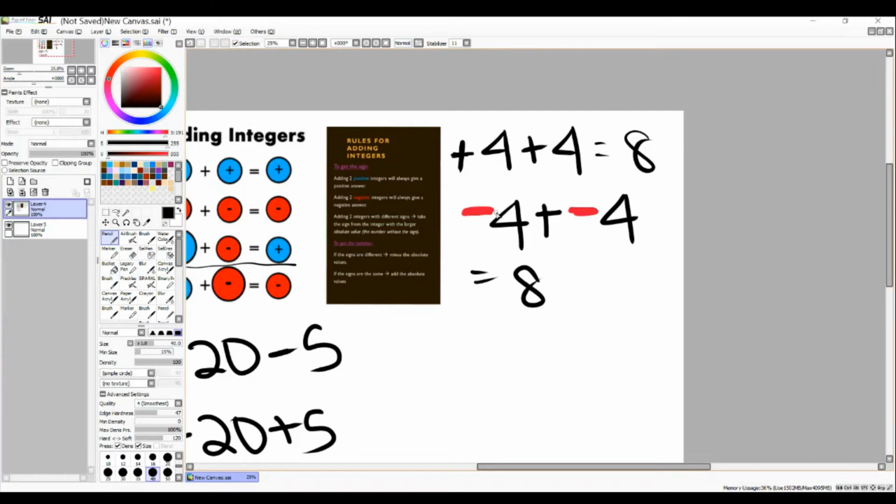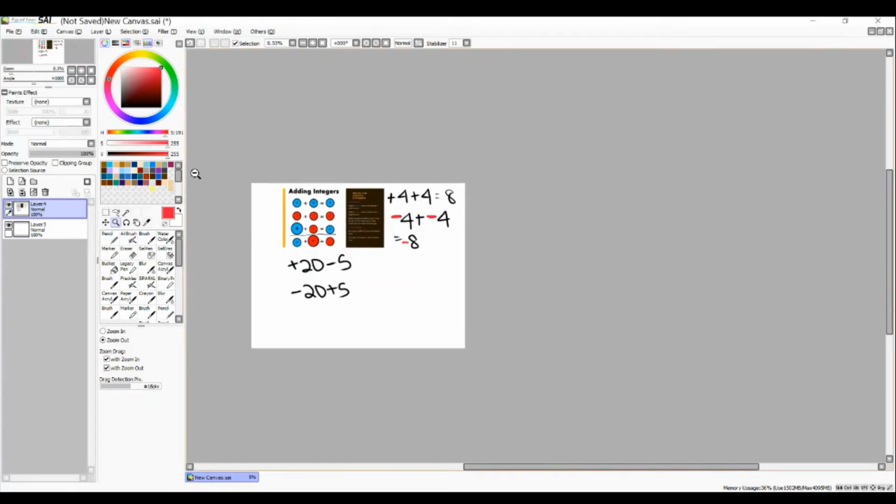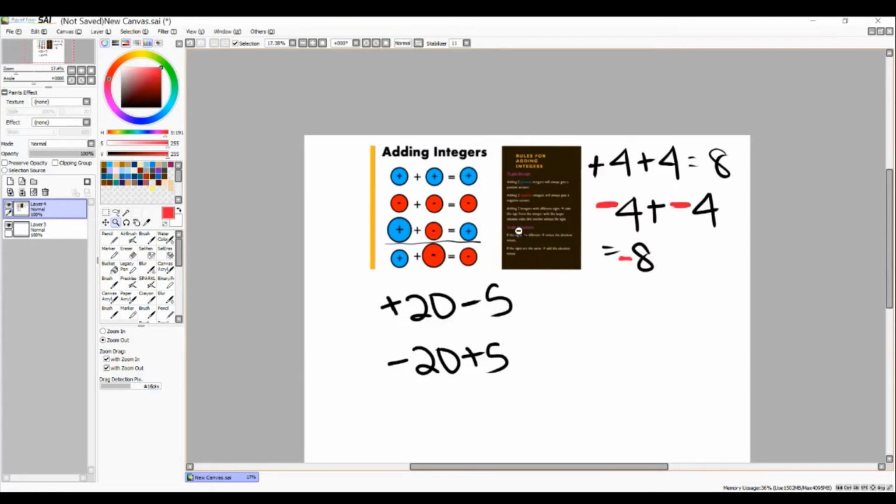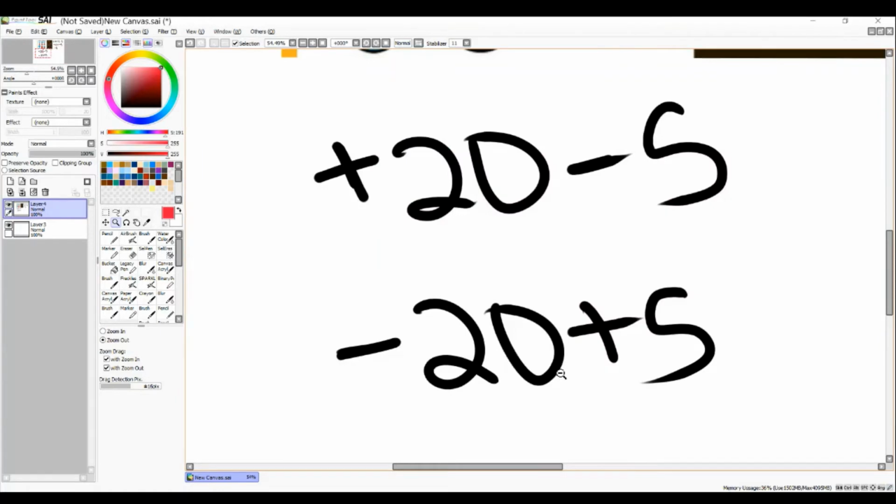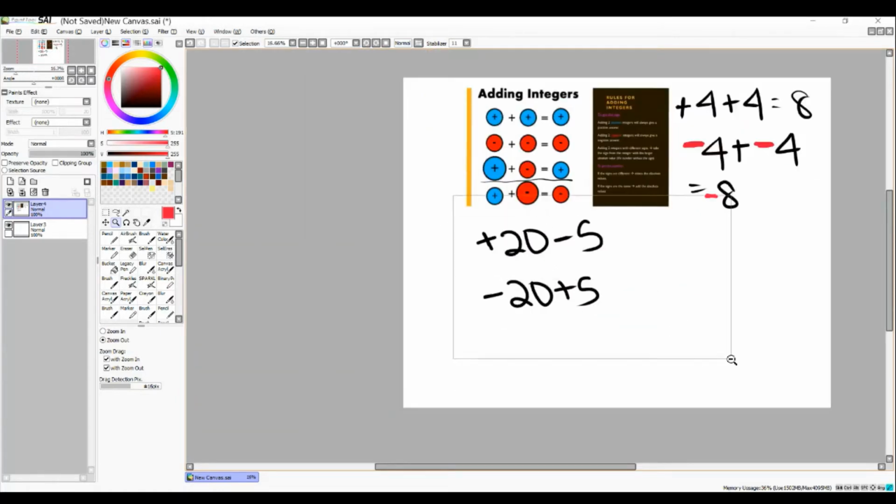So if you add a negative integer and another negative integer, the outcome will be a negative integer. And as such, our 8 becomes negative 8. Simple. Really simple. As long as you remember that when you add two negative integers, you will always get a negative answer. If you're adding two negative integers, it is impossible for you to get a positive answer. It's kind of like DNA, but I'm not really good at science. I'm not going to go into that.